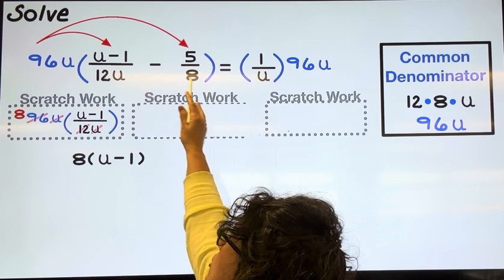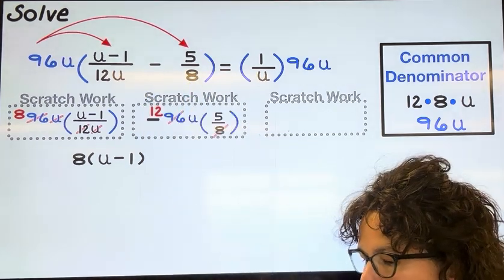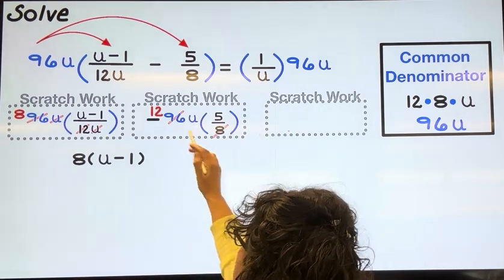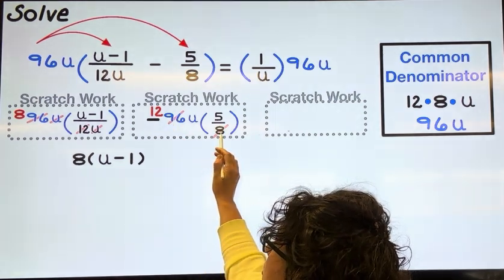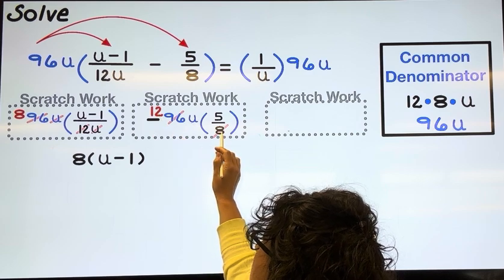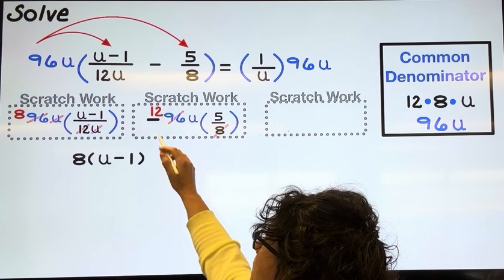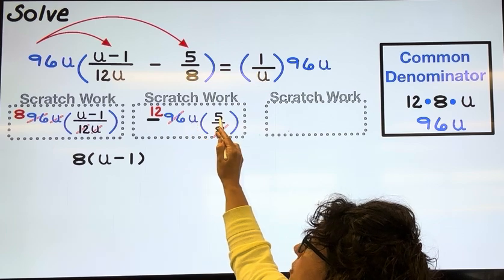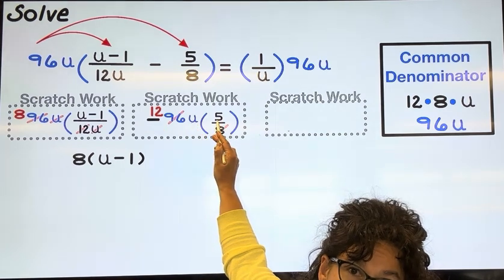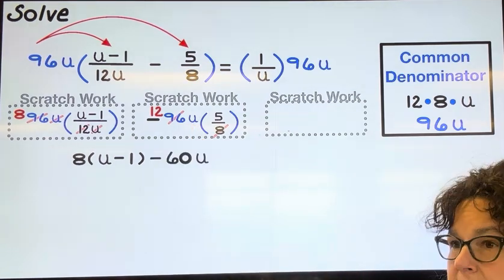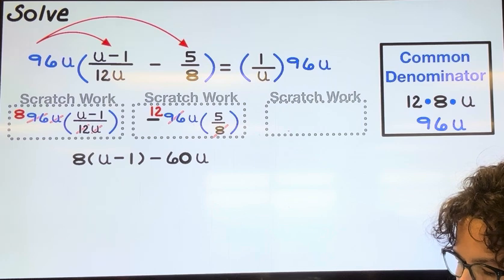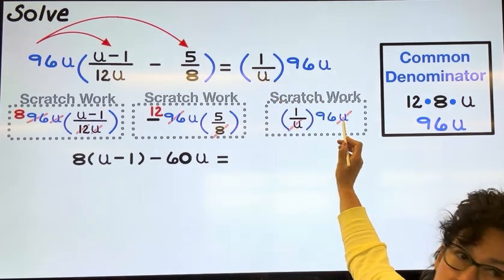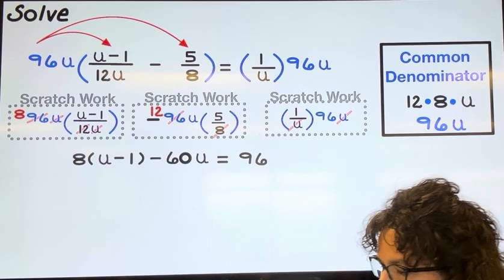Now when I multiply 96u times negative 5/8, again, just a little bit of scratch work, the 96 and the 8 are going to cancel, and 8 fits into 96 12 times, so the 8's gone and the 96 becomes 12. There was a negative or a minus there, so this is negative 12 times u times 5. So negative 12 times 5 is negative 60, and then I have u, so I have negative 60u. Bring down the equal sign, and then over here, when you're multiplying these together, the u's cancel, and I have 1 times 96, and I get 96.